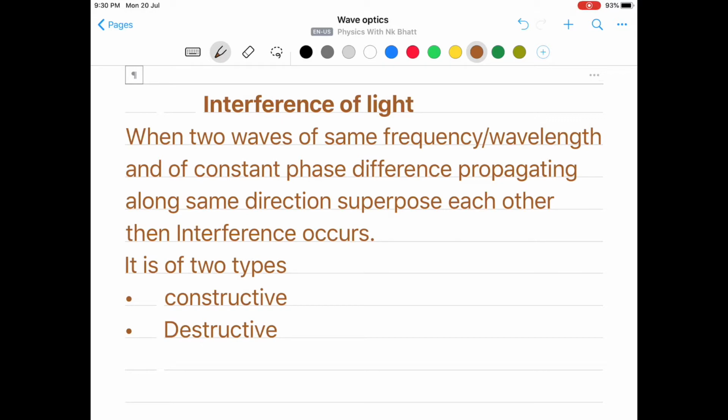You can see the text shown here. When two waves of the same frequency or wavelength and of constant phase difference, propagating along the same direction, superpose each other, then interference occurs. The interference is of two types, constructive and destructive. In today's video lecture, we will discuss in detail under what condition the interference is constructive and under what condition the interference is destructive.